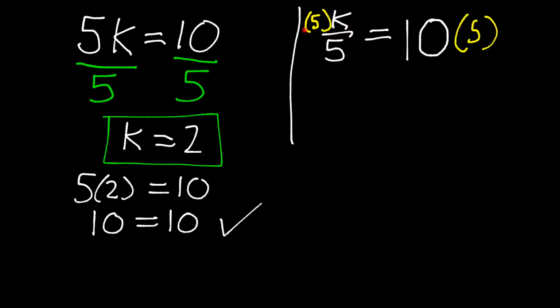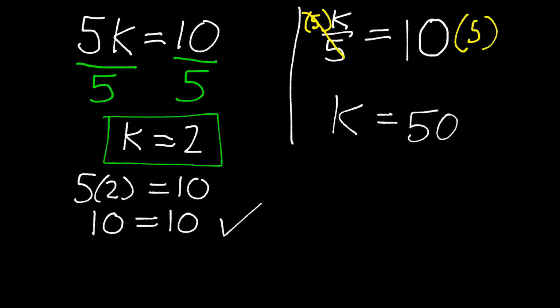And what we hopefully notice is right here looks a lot like right here. So I was dividing by 5, and since I'm now multiplying by 5, that undoes the division, and I'm left with 1k again, which is just k. Now, I multiplied the left side by 5. I had to multiply the right side by 5 in order to make sure that the equation stayed balanced. So I have 10 times 5, which by using my multiplication facts, I know is 50.